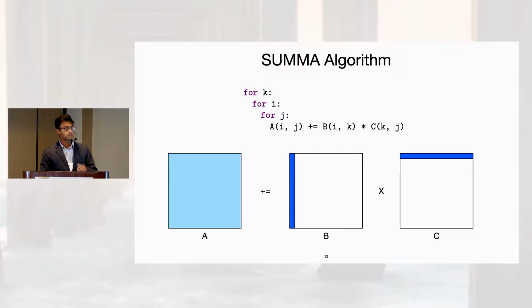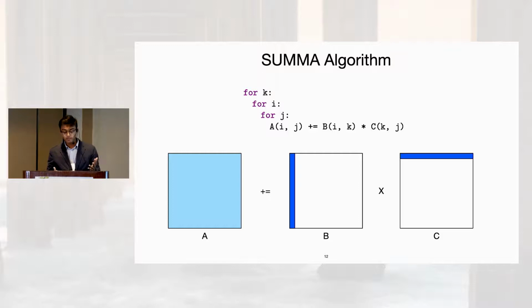The SUMMA matrix multiplication algorithm is used in ScaLAPACK for its distributed matrix multiply, and it's known as an outer product matrix multiplication algorithm, meaning that if you take your matrix multiplication, we're going to order the K loop outside. So we're going to take column vectors of B, row vectors of C, and we're going to take an outer product between these two things to get a temporary tile of the output, and then we'll accumulate that into the output to actually perform the computation.